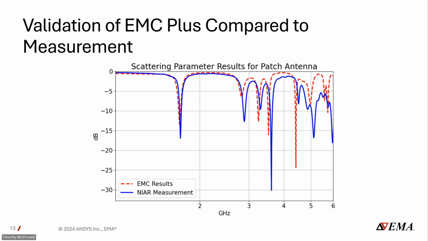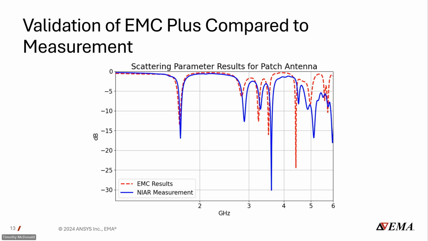When we ran our scattering parameter test on the printed circuit board that we modeled in EMC Plus, we found that the first resonance matched almost perfectly in both frequency and magnitude, getting within 3 to 4 dBs of our physical measurement of the actual patch antenna. And even at further higher frequencies, we see that the frequency range response matches remarkably well for the simulation in EMC Plus matching the measurement we did at NIAR.